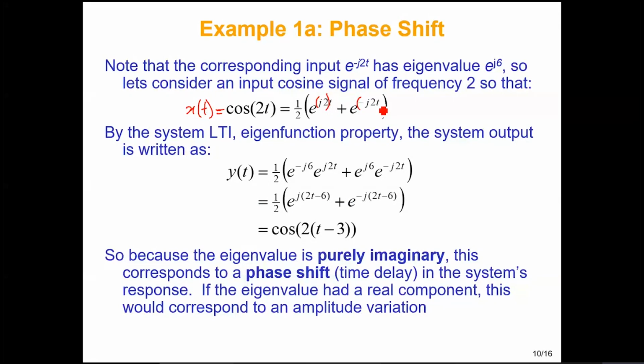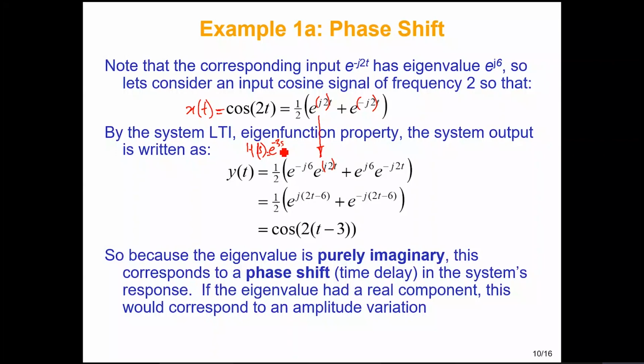So this one will give you an output which is e raised to the power of st into h of s, and s here is j2, and we know that h of s is e raised to the power of minus 3s. So you can just plug in the value s as j2, this becomes this here, and the same goes here.